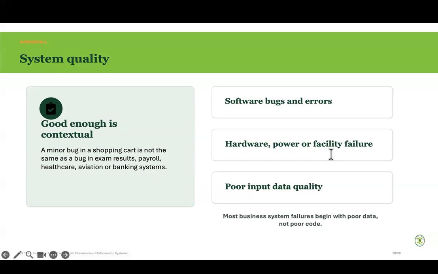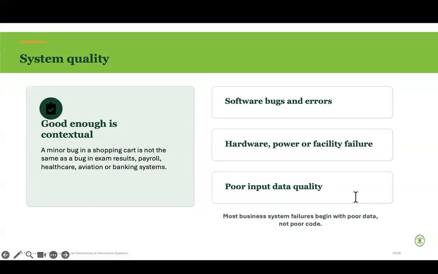It can be life-changing. So system quality problems may come from software bugs or poor design, or sometimes even hardware failures. Sometimes too, it can just be an unreliable network or poor quality data. Many failures are not necessarily caused by bad programming. They begin with incomplete or outdated or inaccurate data. For example, a system may process a wrong student record very efficiently. It may do the wrong record very efficiently.